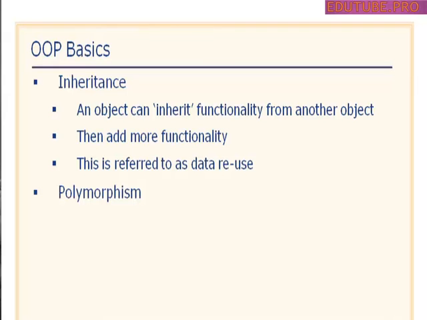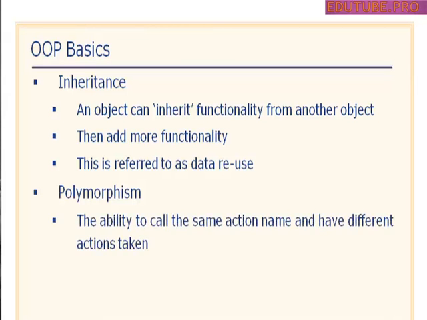Now, polymorphism is one that sounds really cool, but what it really means is that we can put the same action in different classes and give it the same name in different classes. Now, the end user may not realize that they're actually working with a different class. All they know is that they just type the same name and different stuff happens. All right, so polymorphism is the ability to get different actions out of the same name.